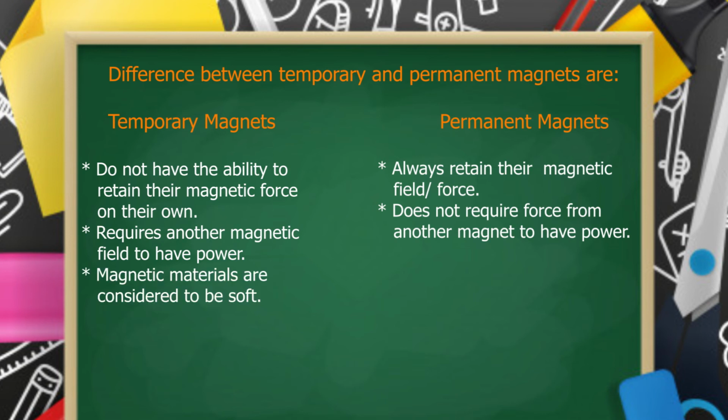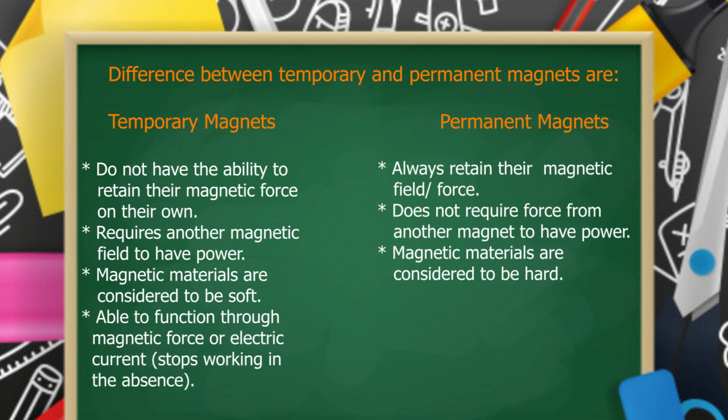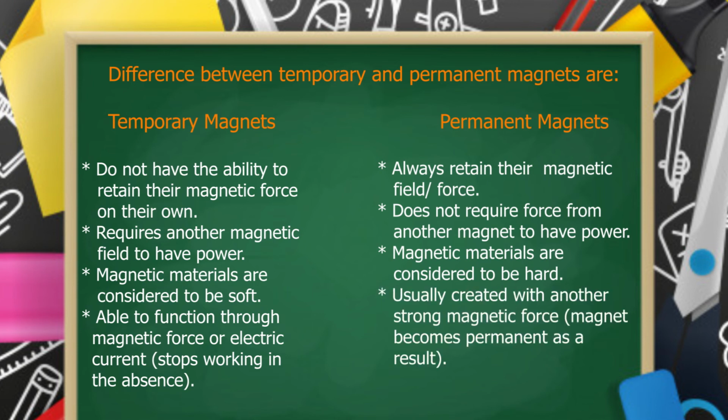The temporary magnetic materials are considered to be soft. Permanent magnetic materials are considered to be hard. Temporary magnets function through magnetic force or electric current and stop working in its absence, while permanent magnets are usually created with another strong magnetic force, and the magnet becomes permanent as a result.